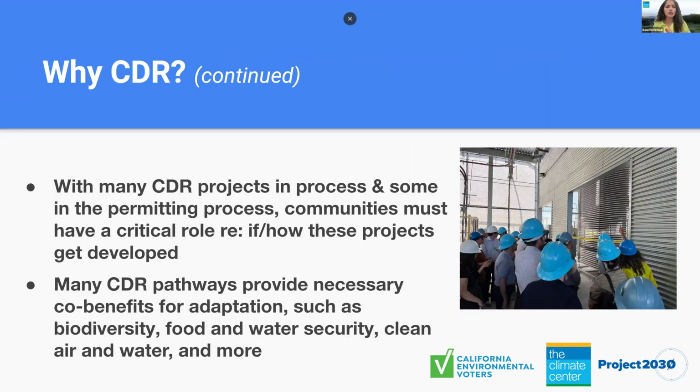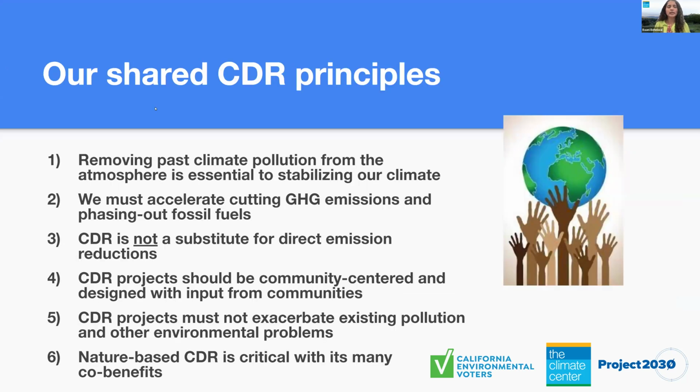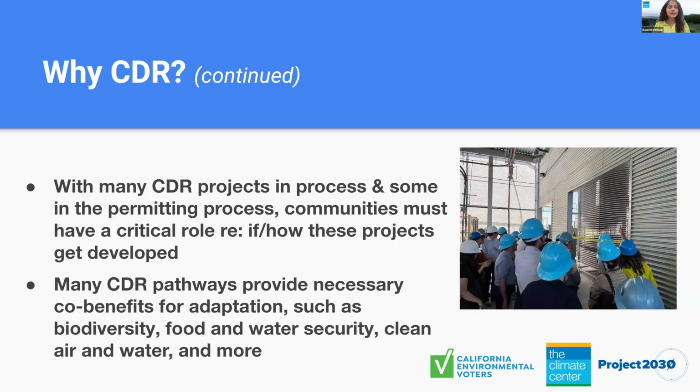Since many CDR projects are being proposed and permitted here in California, communities must have a critical role in if and how these projects get developed. And lastly, many CDR pathways provide the necessary co-benefits for adaptation, such as biodiversity, food and water security, clean air and water, and more.